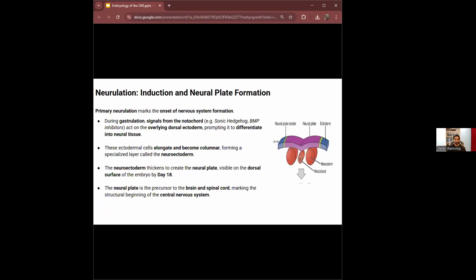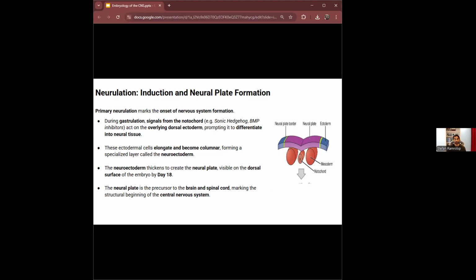Moving on to neurulation, now that the notochord is established, it's going to begin its most critical function, which is triggering the formation of the nervous system. And this process is called primary neurulation. So during gastrulation, the notochord is going to release key signaling molecules, most notably sonic hedgehog and BMP inhibitors, which is going to act on the overlying dorsal ectoderm here.